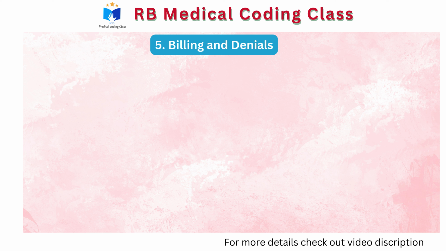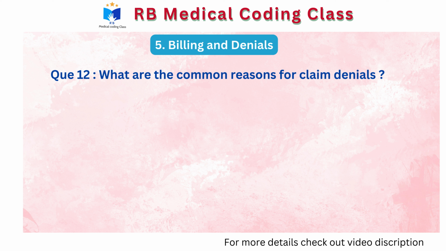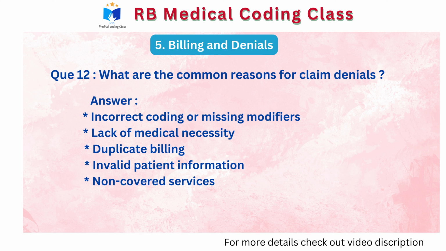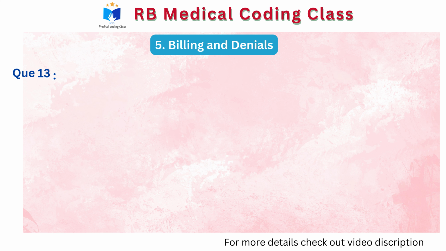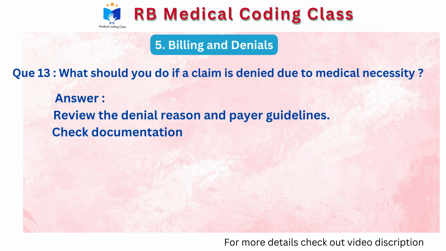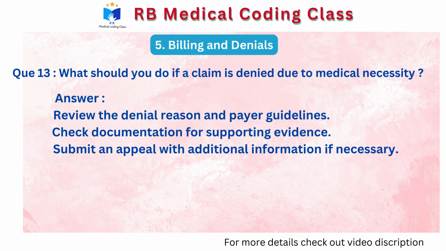5. Billing and denials. Question 12. What are the common reasons for claim denials? Answer. Incorrect coding or missing modifiers, lack of medical necessity, duplicate billing, invalid patient information, non-covered services. Question 13. What should you do if a claim is denied due to medical necessity? Answer. Review the denial reason and payer guidelines. Check documentation for supporting evidence. Submit an appeal with additional information if necessary.